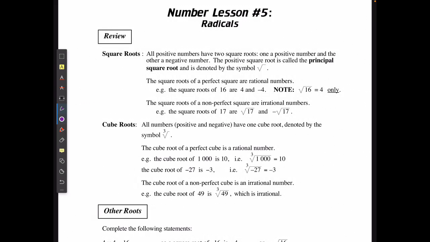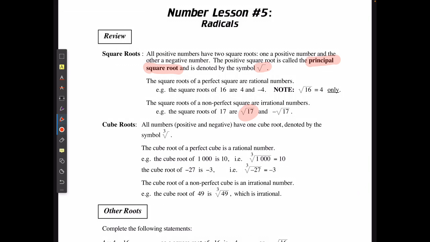For this lesson, we're going to take a look at radicals. So we know that for square roots, all positive numbers have two square roots, a positive one and a negative one. The positive square root is the principal square root, which we represent with just the radical symbol. The square roots of a perfect square are going to be rational numbers, so the square roots of 16 are 4, negative 4. But the positive square root, or principal square root of 16, is only 4. The square roots of a non-perfect square are irrational. The square roots of 17 would be the square root of 17 or the negative square root of 17, but this would be the principal square root.